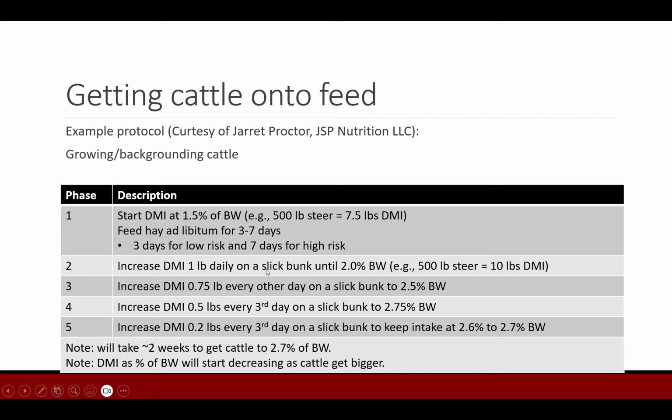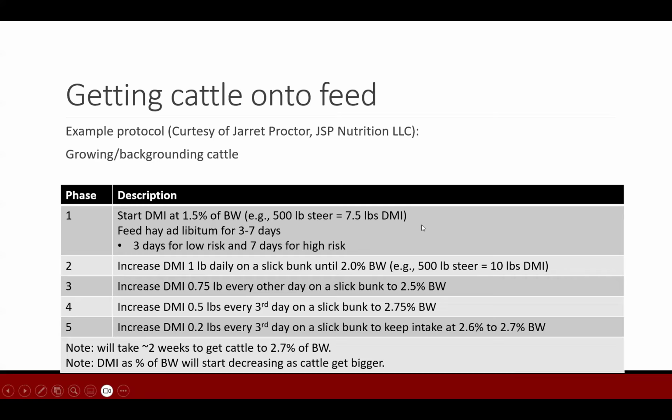We'll increase dry matter intake by 1 pound per day. So this will be once we pull off that ad libitum hay. We'll increase dry matter intake by 1 pound per day on a slick bunk, which we'll talk about on Thursday. So that means that there's no feed left in the bunk in the morning prior to feeding. Okay. So we'll increase 1 pound daily on a slick bunk until we reach 2% of body weight.